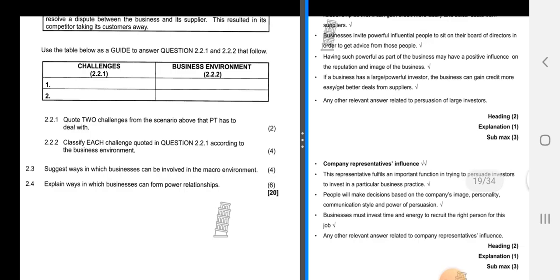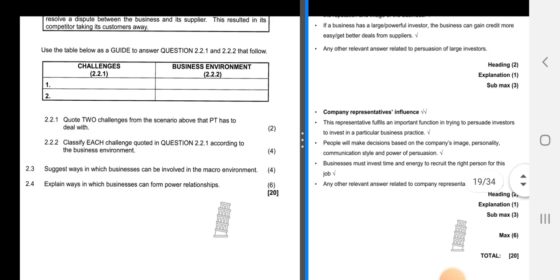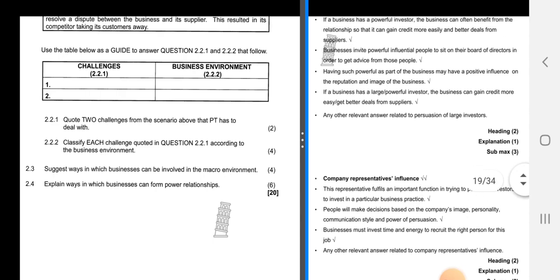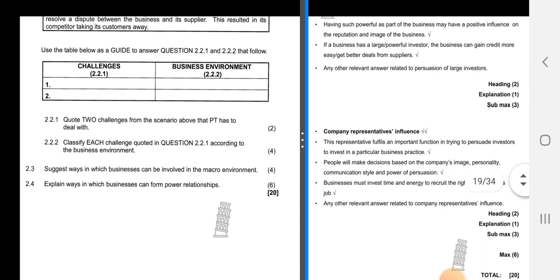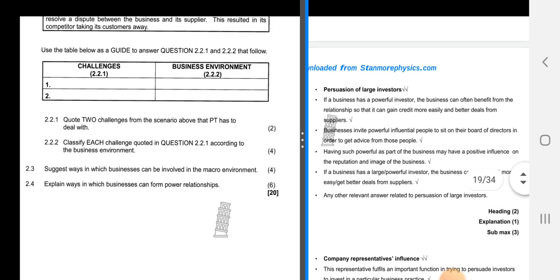Another thing is company representative influence. This representative fulfills an important function in trying to persuade investors to invest in a particular business practice. People will make decisions based on the company's image, personality, communication styles, and power of persuasion. So businesses can form strong relationships by company representatives' influence. So if you've hired a CEO that has so much influence, that can be a boost for the business. Or the board of directors are very influential people.